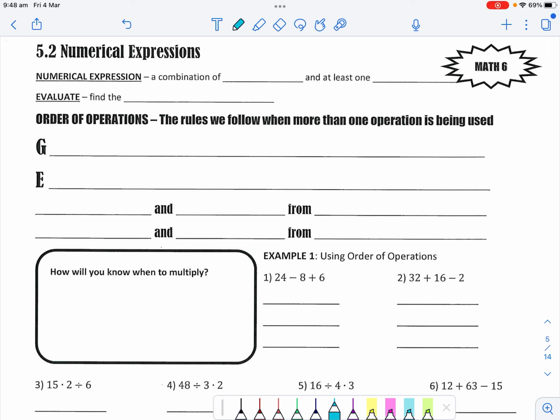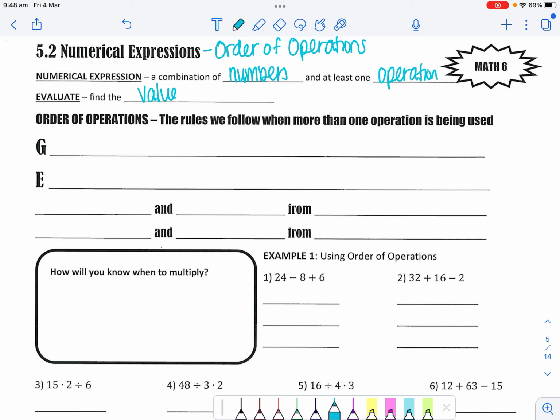Hey everyone, today we are going to be talking about numerical expressions using the order of operations. This is one of my favorite lessons. A numerical expression is a combination of numbers and at least one operation. To evaluate a numerical expression means to find the value of the expression, or find the quote-unquote answer.